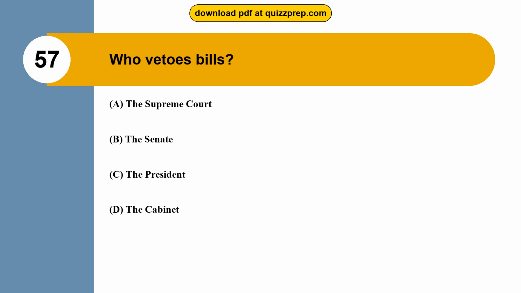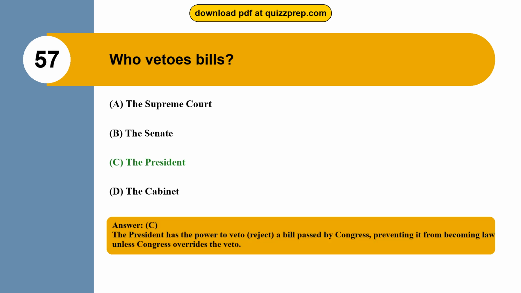Question 57. Who vetoes bills? Option A. The Supreme Court. Option B. The Senate. Option C. The President. Option D. The Cabinet. The correct answer is option C. The President. The President has the power to veto, or reject, a bill passed by Congress, preventing it from becoming law unless Congress overrides the veto.